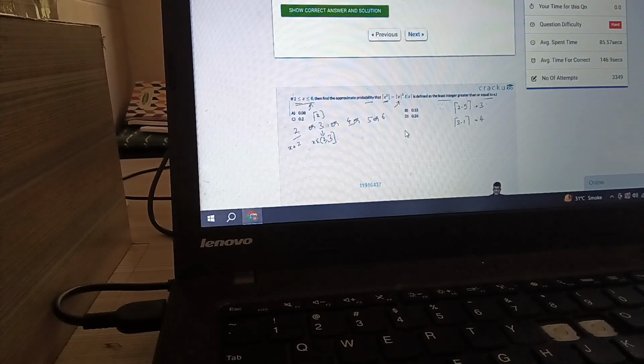Similarly, if the least integer greater than or equal to x is equal to 4, the value of x will vary from 3 to 4. For example, as we have discussed, the least integer greater than or equal to 3.1 is equal to 4. And what is the value of x for which the least integer greater than or equal to x is equal to 5? This would imply that x will vary from 4 to 5. And for the last one, the least integer greater than or equal to x will be equal to 6 if the value of x varies from 5 to 6.